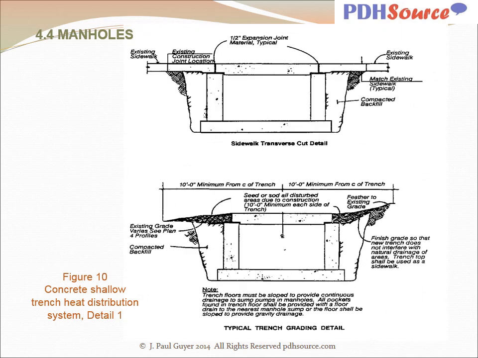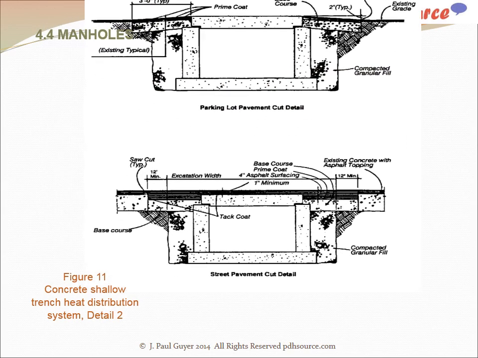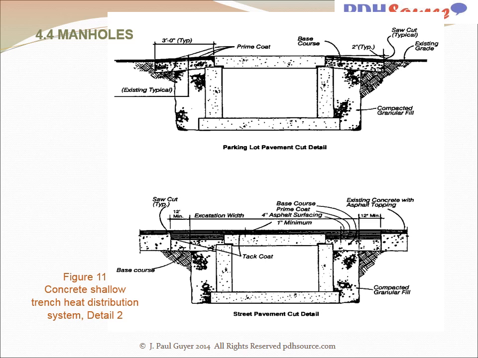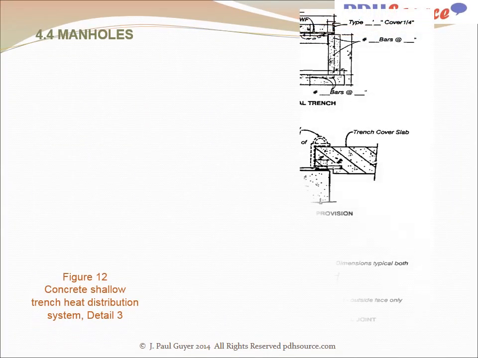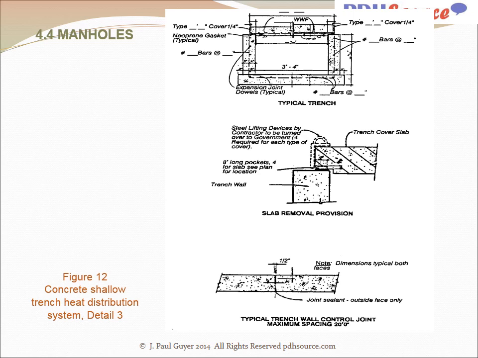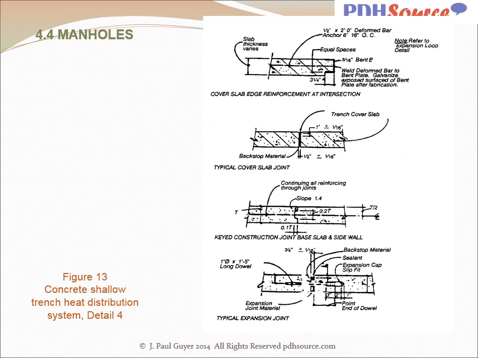Figure 10 on slide 97 indicates a concrete shallow trench heat distribution system defined as detail 1. Figure 11 on slide 98 is another concrete shallow trench heat distribution system identified as detail 2. Figure 12 on slide 99 is another concrete shallow trench heat distribution detail characterized as detail 3. Figure 13 on slide 100 provides additional concrete shallow trench heat distribution system details identified as detail 4.